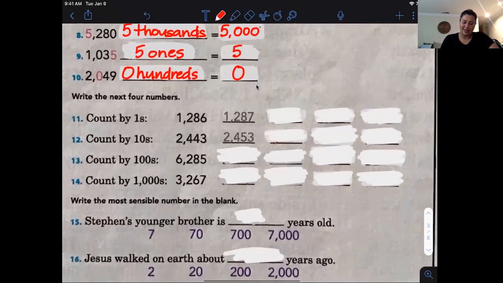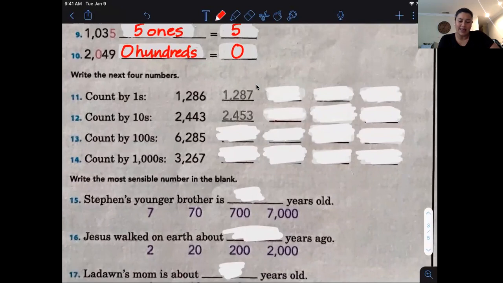All right. We're going to write the next 4 numbers in this number sequence. They gave you the first one for the first 2. So if you're counting by ones, oh my goodness, you have to expand your brain right now, okay? Remember, we're talking bigger numbers, thousands. This is one more room in Daddy Digit's house. So if we're counting by ones, we have 1,286, 1,287. What would come next?